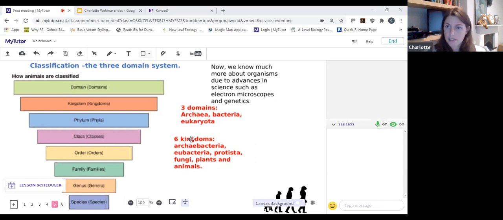Eubacteria, that's your usual bacteria. Protista, those are other single-celled organisms. Linnaeus knew about them too. Fungi, plants, and animals. So it basically just splits the bacteria. For Linnaeus, his were prokaryotes, whereas this system has split them into archaebacteria and eubacteria.